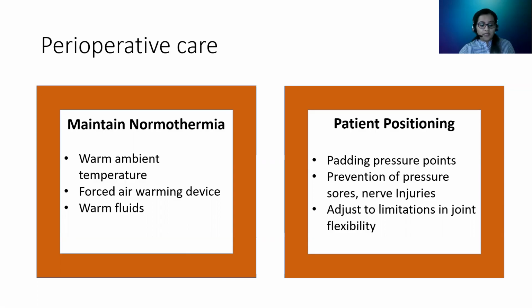Due to decreased subcutaneous fat and loss of muscle mass with age, these patients are vulnerable to pressure and nerve injuries. Hence, proper padding of pressure points is necessary. Moreover, adjustment of position should be done due to limitations in joint flexibility. Position should be adjusted with the help of rolled sheets, pillows, or cotton pads to make patients comfortable and also to avoid injuries.